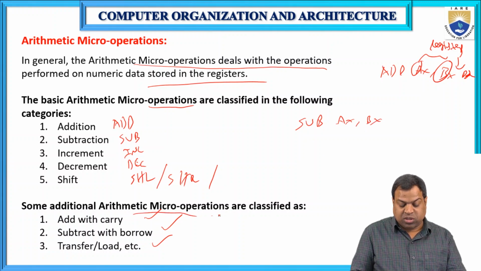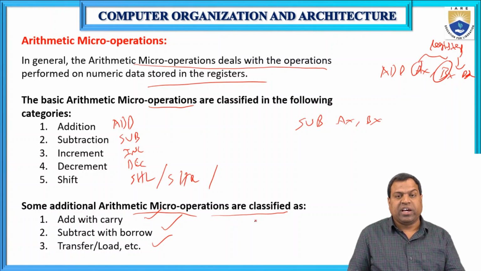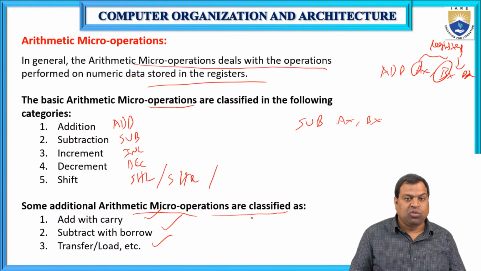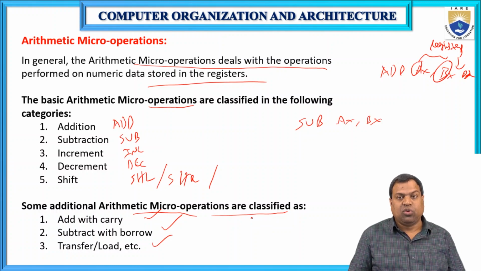Some additional arithmetic micro operations are classified as add with carry, where I am adding with any carry; subtract with borrow, where if any borrow is there, we go for the subtraction; and a transfer or loading operation.